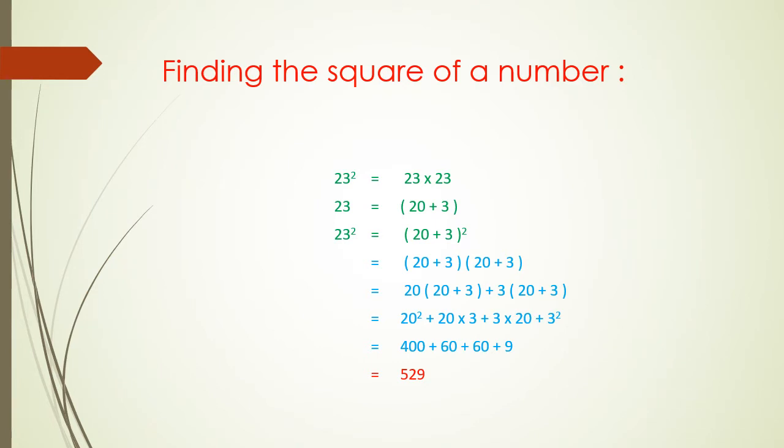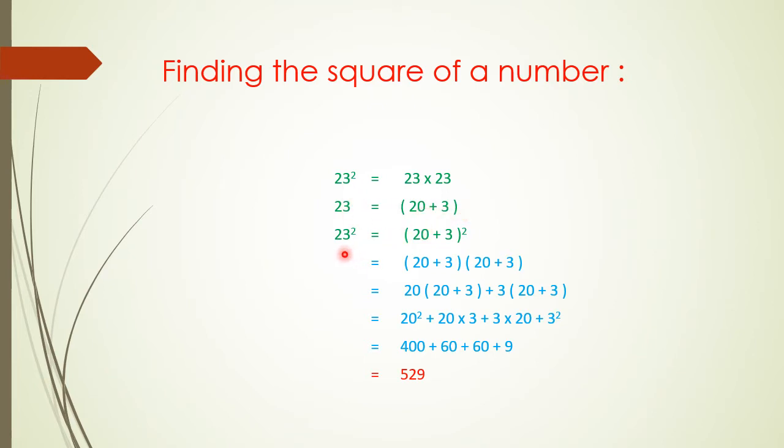Finding the square of a number. Here we have to find the square of 23. That is 23 square. And usually we find the square by multiplying 23 by the same number 23. Okay, that is 23 into 23. And here we use another method, bracket expansion. Here, children, 23 you can write as 20 plus 3.